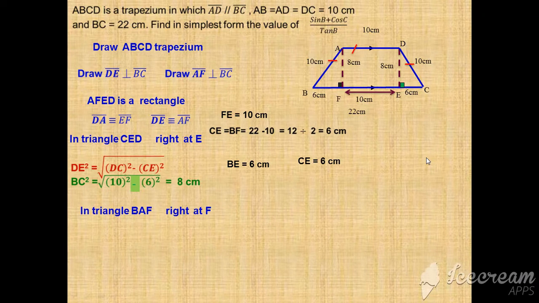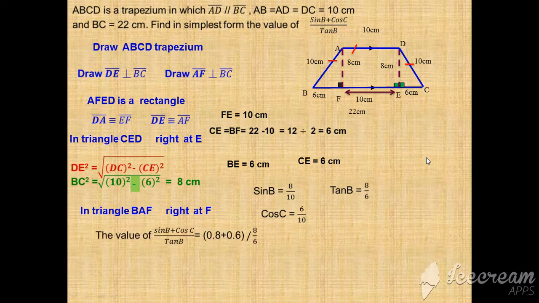Finally, I need to find sine and cosine and also tan for angles B and C. Then in the triangle, I'm going to start with ABF. Triangle ABF is right angled at F. I need to find sine B, it will be 8 over 10 or 0.8. Tan B will be opposite over adjacent, that means 8 over 6. Finally, I need to find cosine C. Look at the triangle DEC right angled at E. It will be adjacent over hypotenuse, that means 6 over 10 or 0.6.